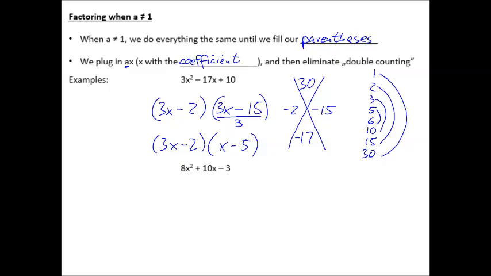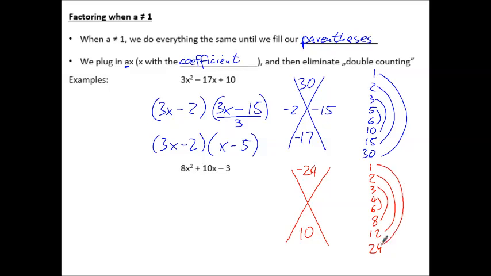Let's look at another example. 8x squared plus 10x minus 3. Is there a greatest common factor in these three terms? The answer is no, there isn't. So our target product is negative 24. Our target sum is 10. So let's see what our factors are. 1 and 24, 2 and 12, 3 and 8, 4 and 6.